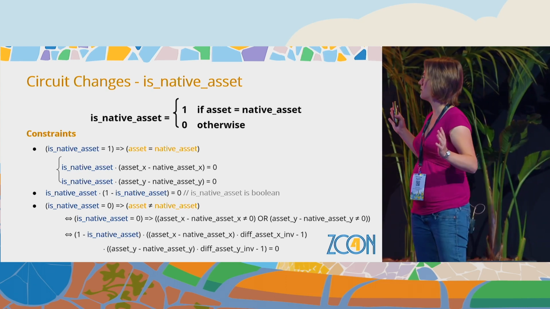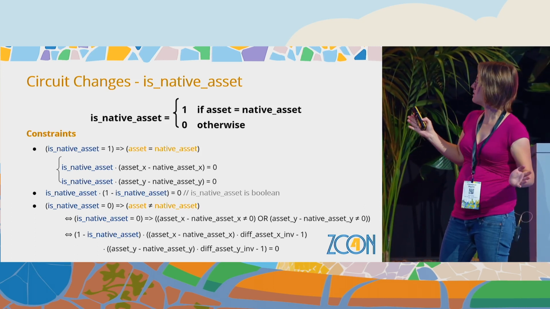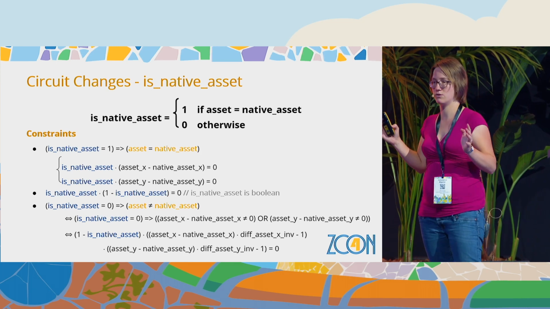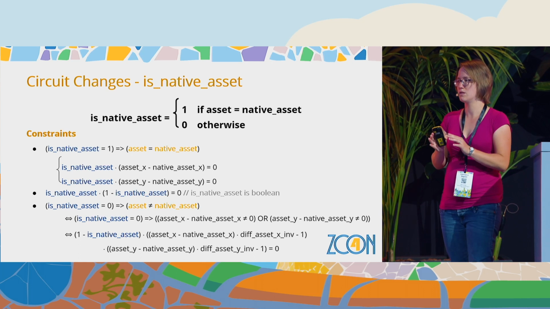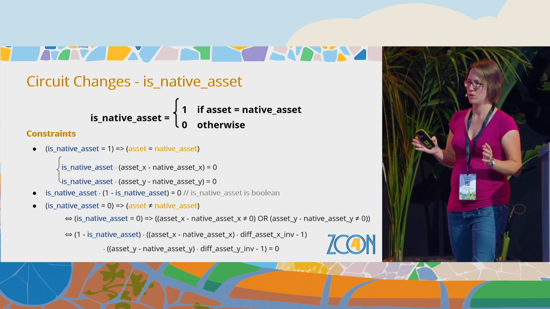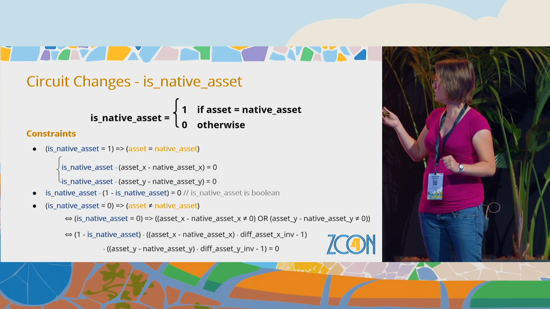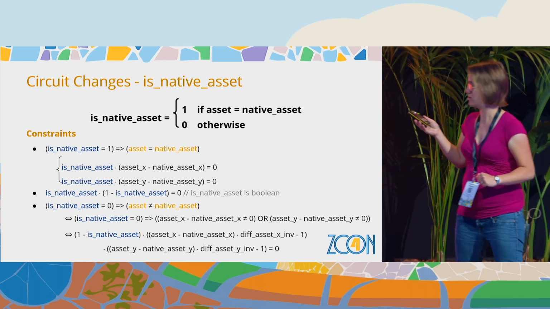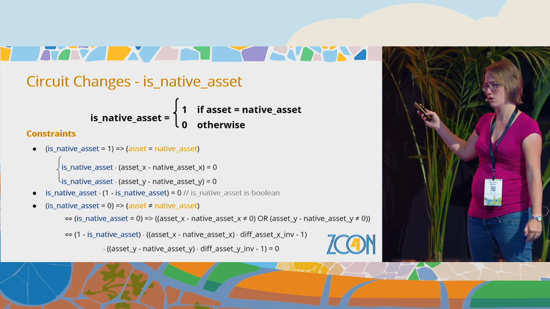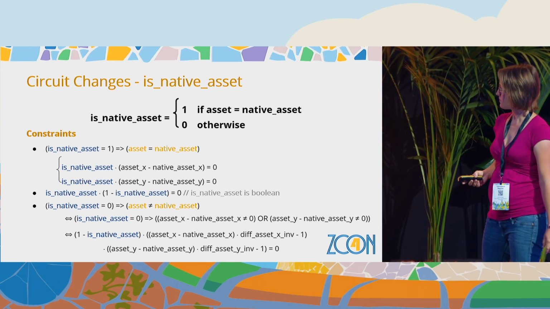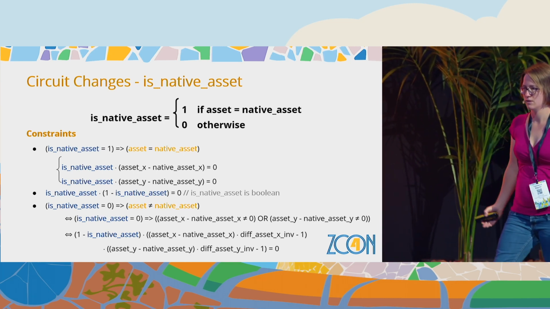Just on this example, we could see that the work seems quite simple. We would like to add the witness isNativeAsset in our circuit. It seems quite simple. But to do that, the work should be done carefully, because we could easily forget a constraint, forget a case, and then we will introduce a vulnerability in our circuit.